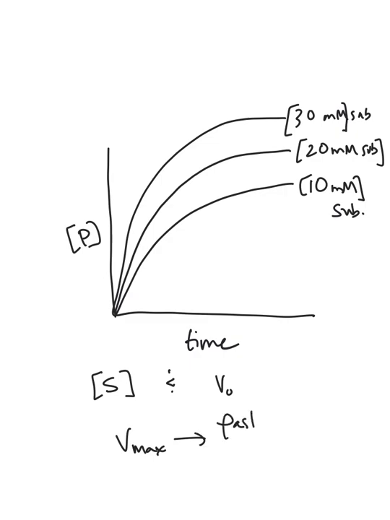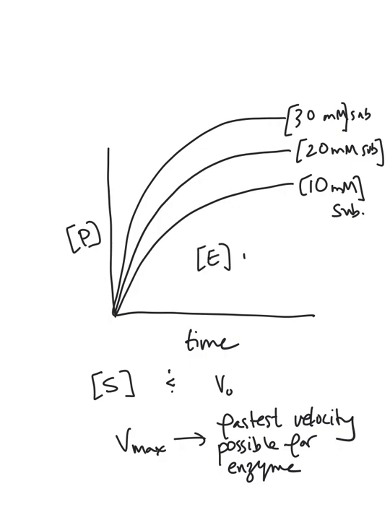is the fastest velocity possible for the enzyme. Now, keep in mind that's going to depend on enzyme concentration. So for this, we're always saying enzyme concentration is fixed. So given a fixed enzyme concentration, what's going to be the Vmax?